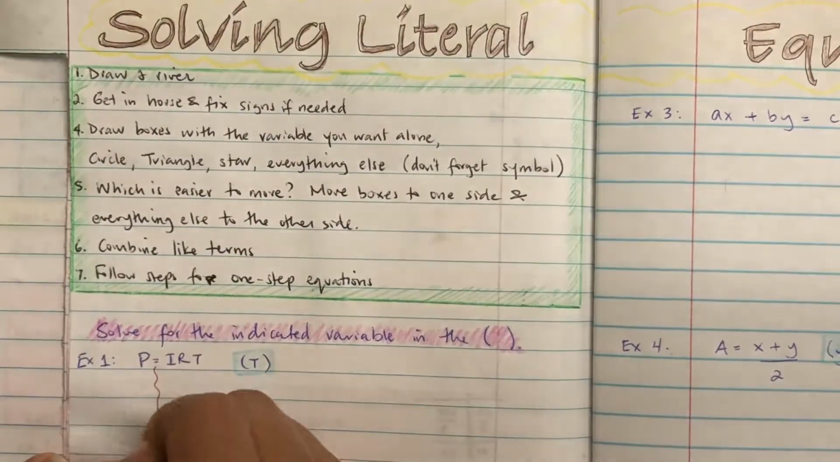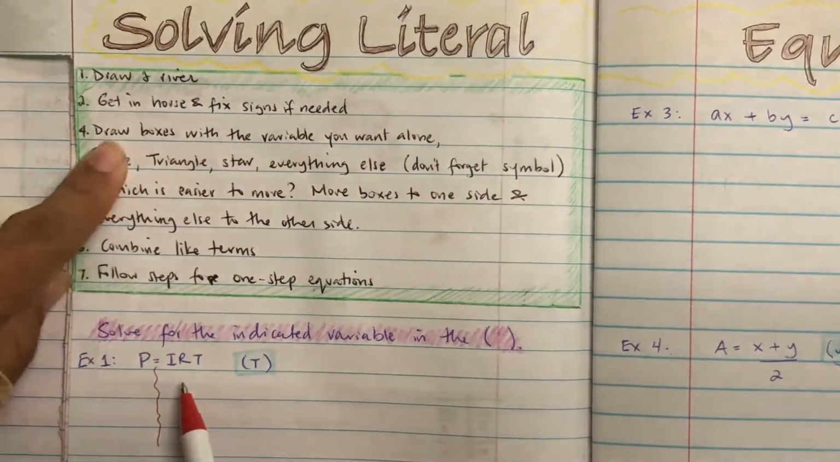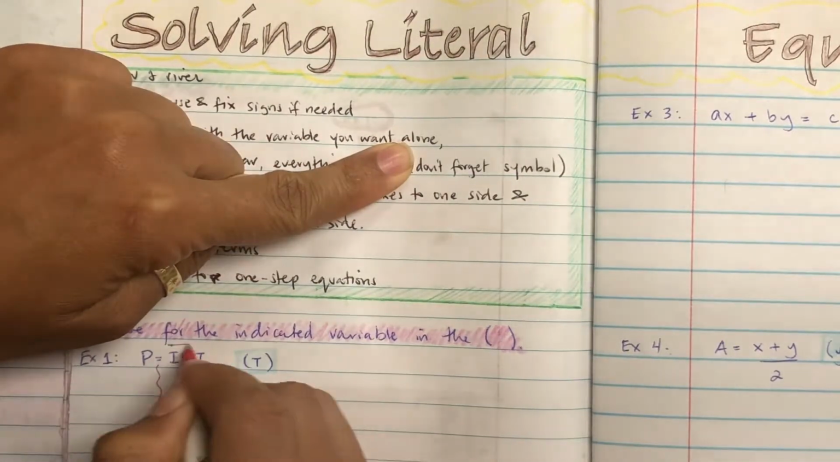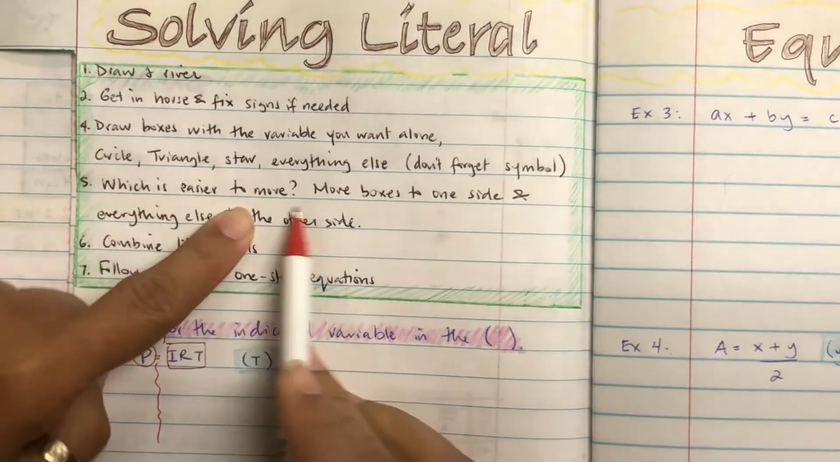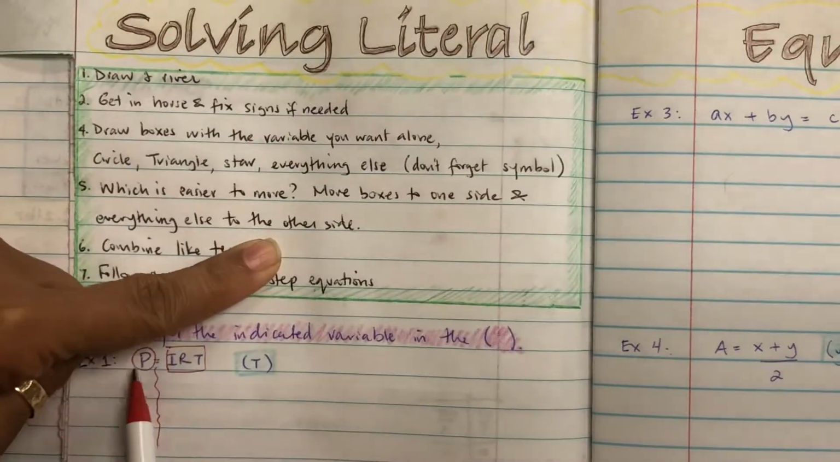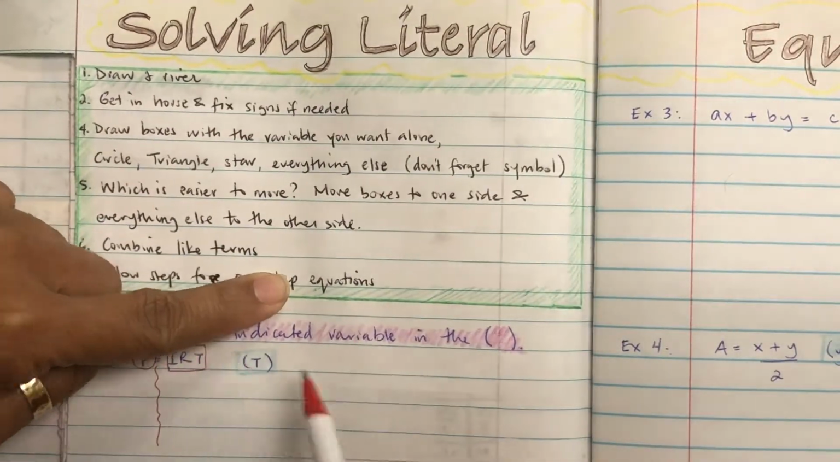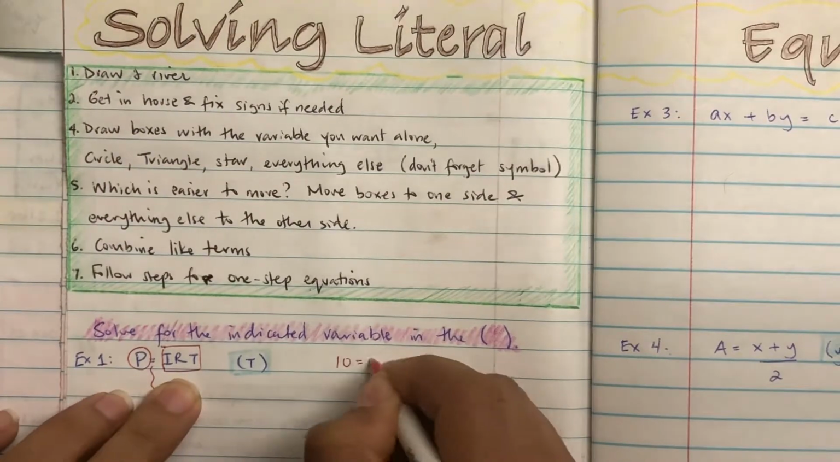Alright, so first thing you do is you start by drawing a river. Get in the house and fix the signs. There's nothing there. Draw boxes with the variable that you want, and circles, triangles, and stars with everything else. Okay, which is easier to move? Well, it's boxes already on one side and circles on the other, so that's fine.